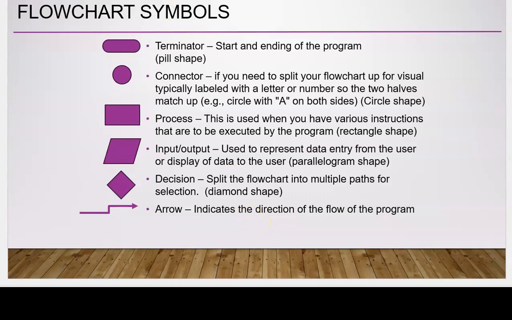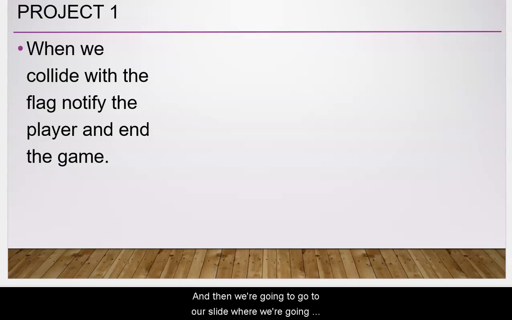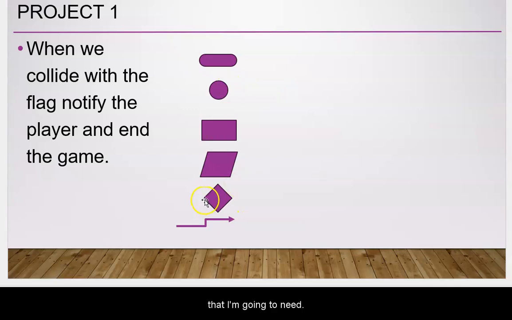So when I'm going to make a flowchart, I like to just copy these symbols. I'm going to just right click and copy. And then we're going to go to our slide where we're going to make this, and I'm going to paste them. All right, so now I have all my symbols that I'm going to need. And this is project 1, so this is what I'm going to demo how you'd make a flowchart for. So when we collide with the flag, we notify the player the end of the game. That was what we did as the first one.